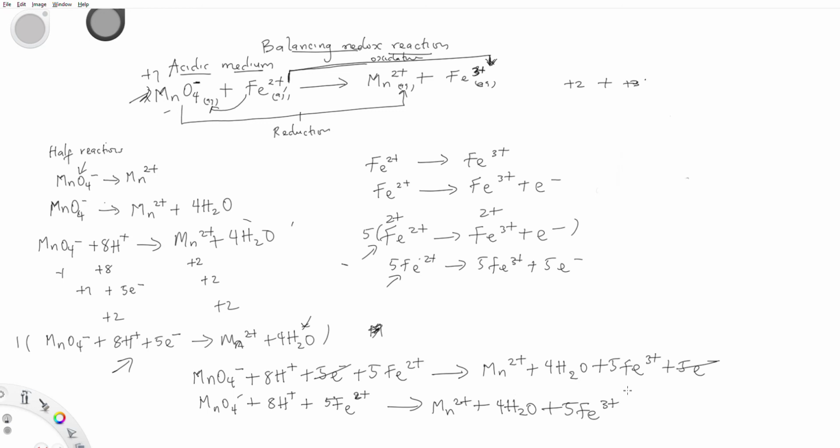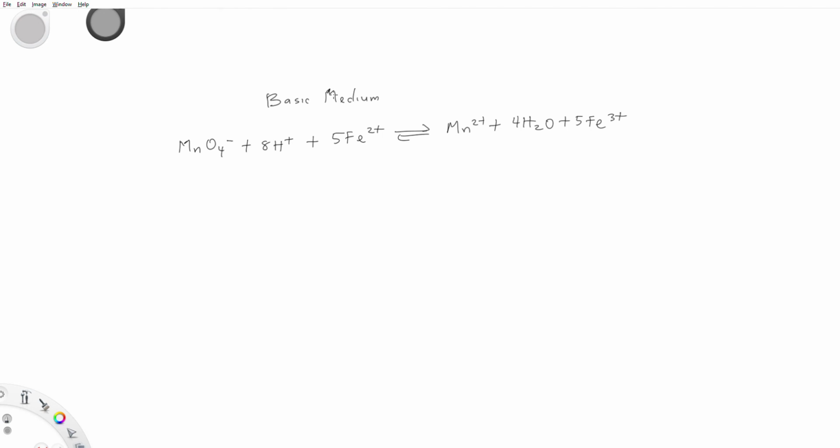What if you are balancing in a basic medium? Basic medium, you are still following this whole process. Yes, everything that we have done so far, you're still following it, but when you get to this point, now let's rewrite this. For basic medium, you still follow basically what we have been doing for acidic medium, but when you get to this point, it doesn't stop here, it goes further.